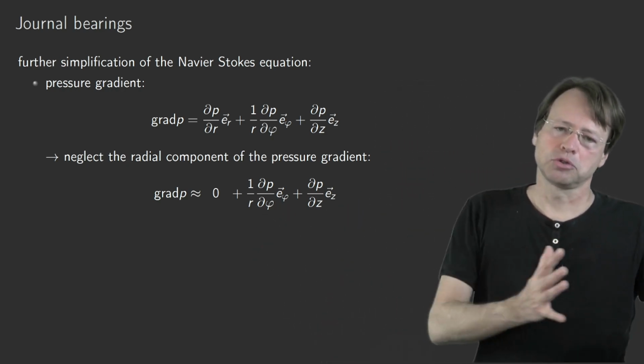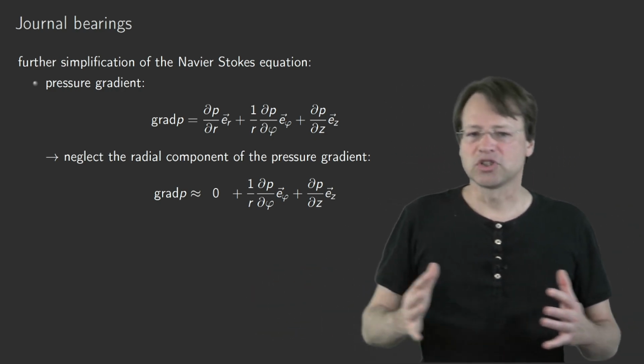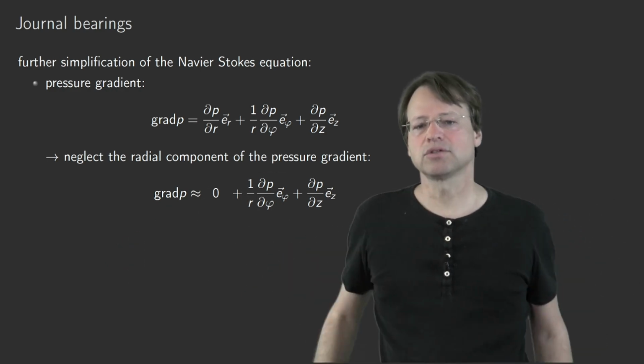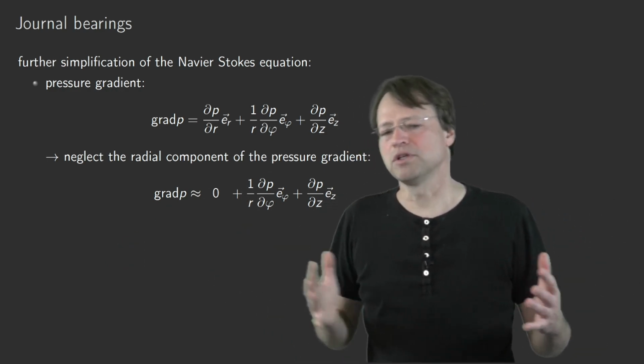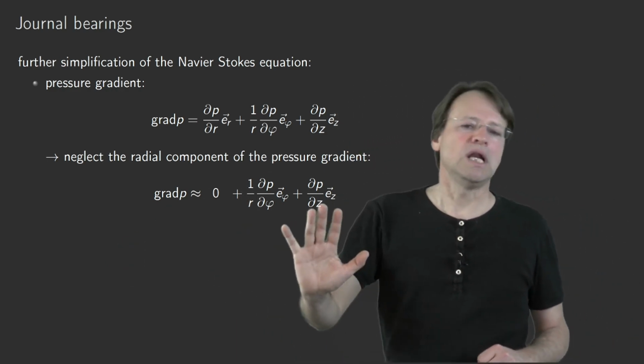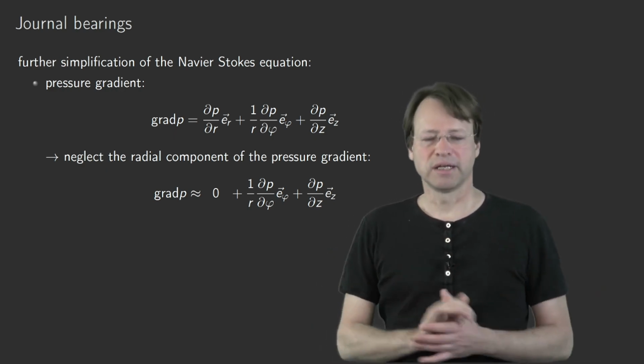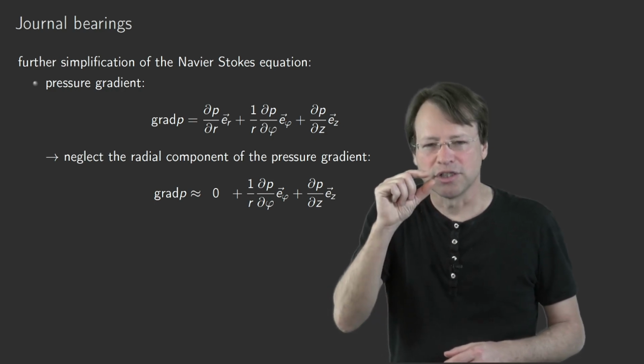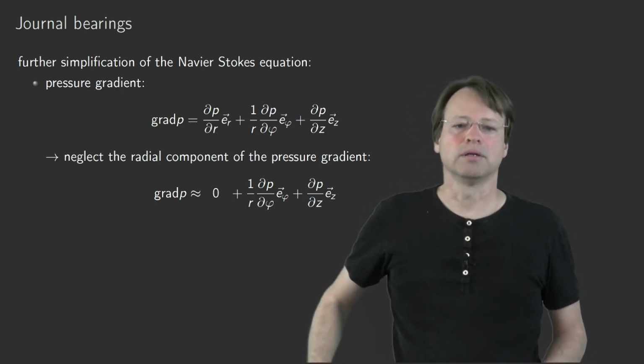In axial direction, well, we do not know exactly. We will have ambient pressure at both ends of the bearing, and in between there could be some pressure change. So let's keep that term, I would say. However, in a radial direction, the change is tiny, tiny, tiny small.